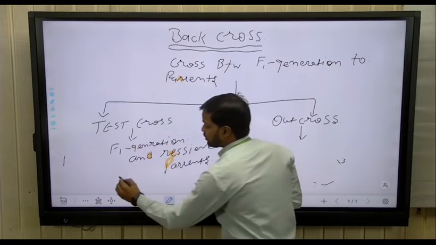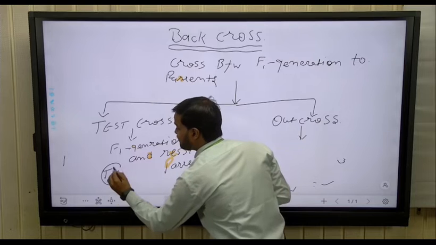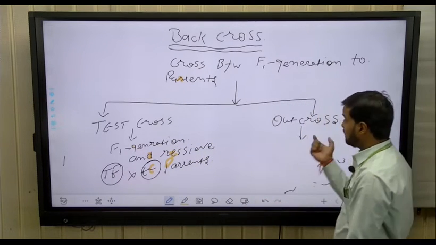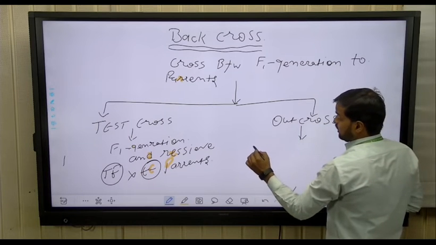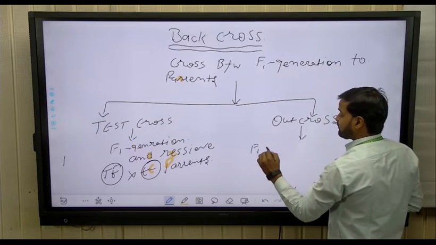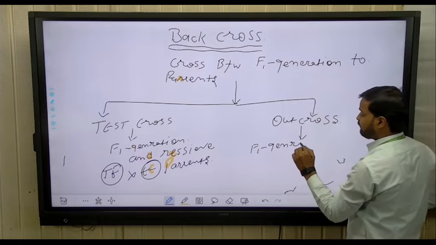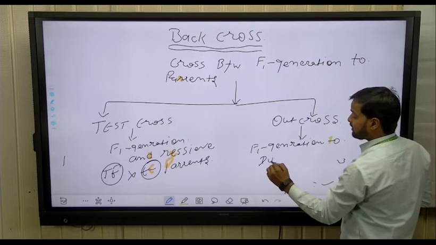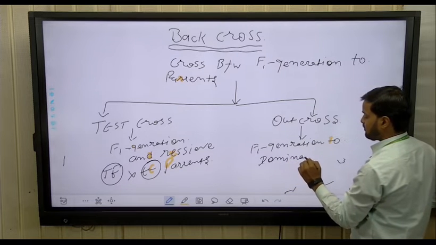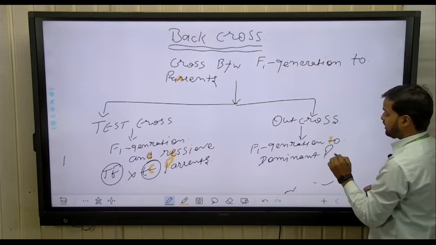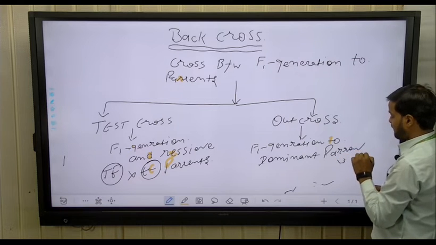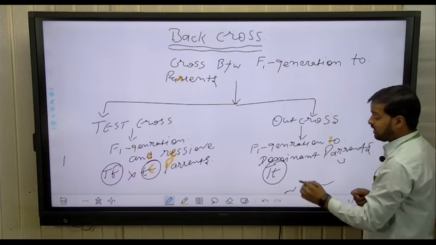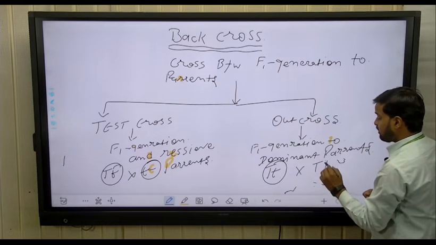That means this cross is performed between capital T small t and small t small t. Here, what is an out cross? This is a cross between the F1 generation and the dominant parents. That means a capital T small t is crossed with capital T.